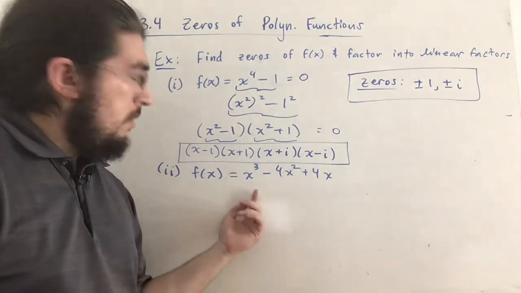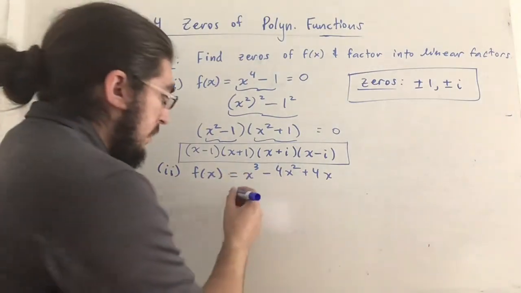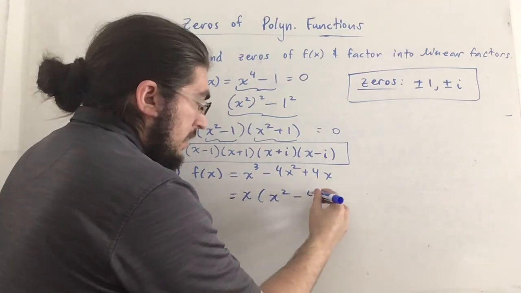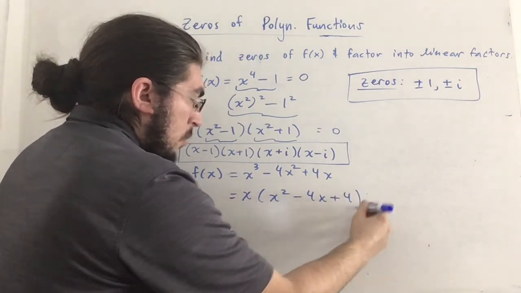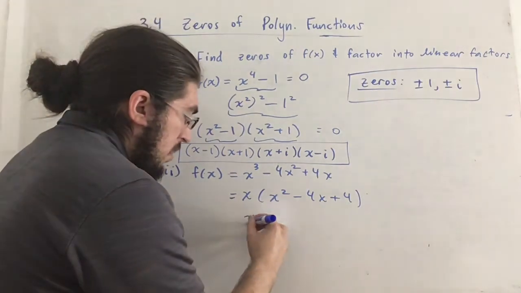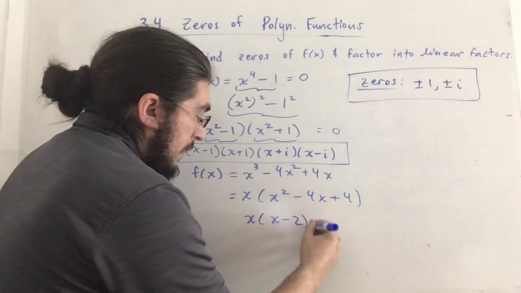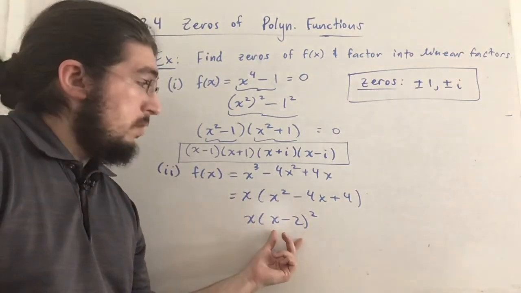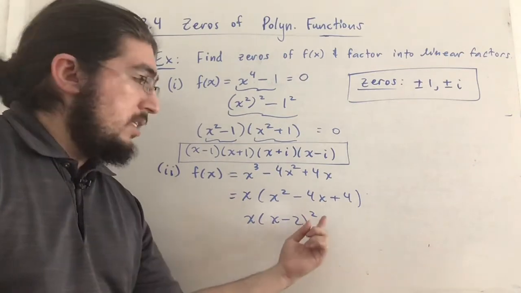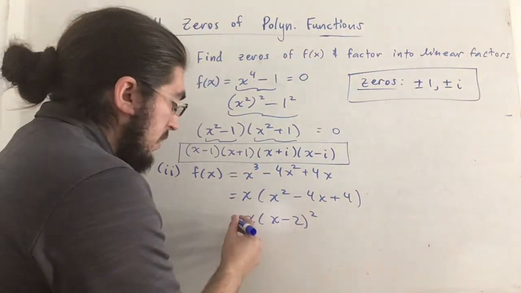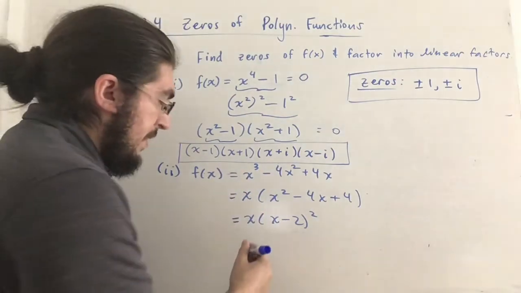Here, notice they all have x in common, so we'll pull x out. And now we're left with this, which actually factors. This factors as x minus 2 times x minus 2, or if you like, x minus 2 squared. Meaning 2 would be a zero of multiplicity 2 because it appears as a factor twice. x minus 2 appears as a factor twice, if you recall from 3.3.